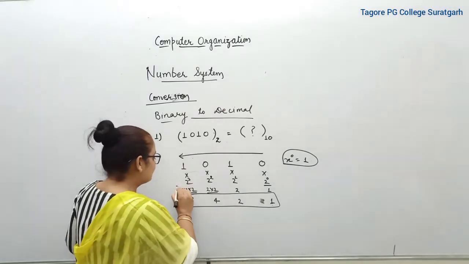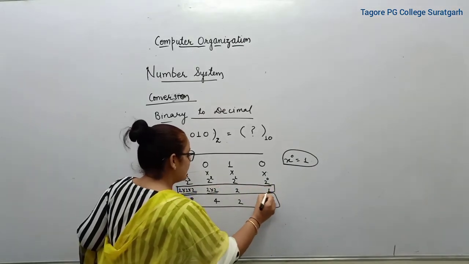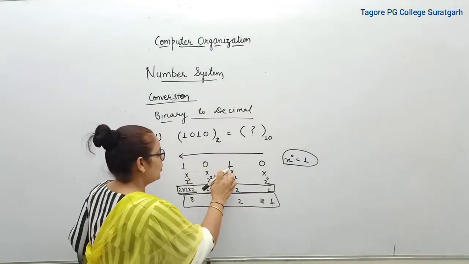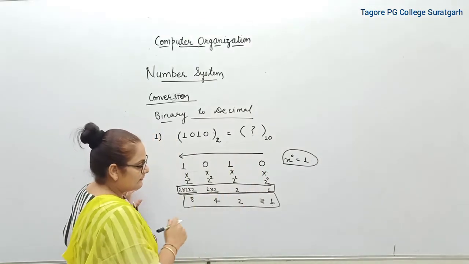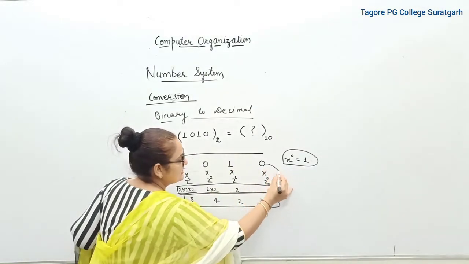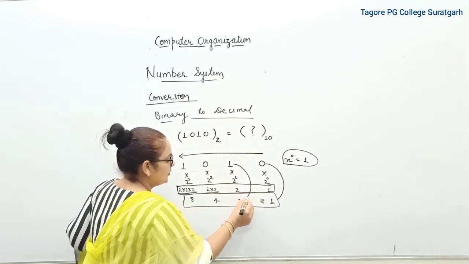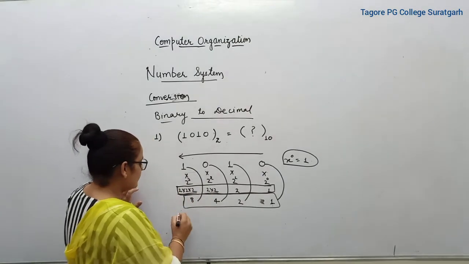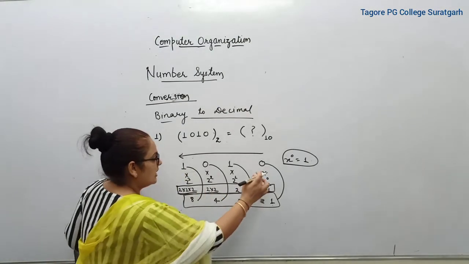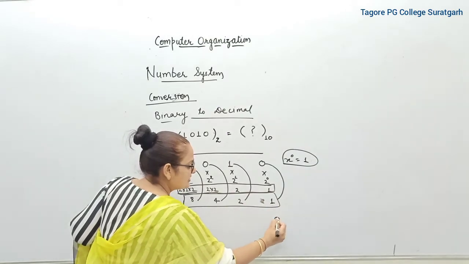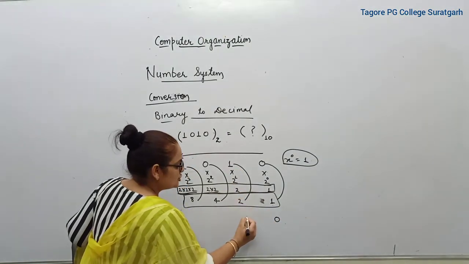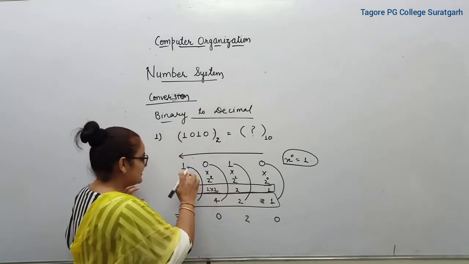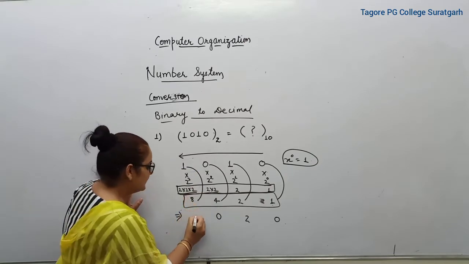I will not eradicate this step because this made us understand our next step. So our number was 1, 0, 1, 0. So when the number is there, we will multiply this 0 with the 1, 1 with the 2, this 0 with the 4, and this 1 with the 8. So there will be the resultant. 0 multiplied by 1 will be 0. Then 1 multiplied by 2 will be 2. Then 0 multiplied by 4 will be 0. Then 1 multiplied by 8 will be 8.